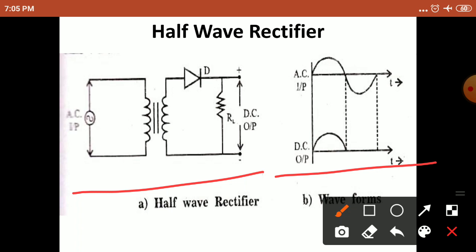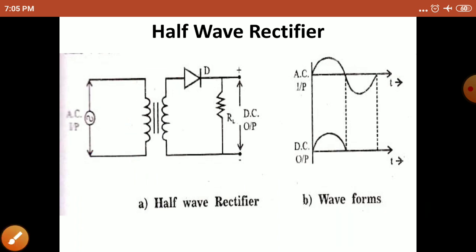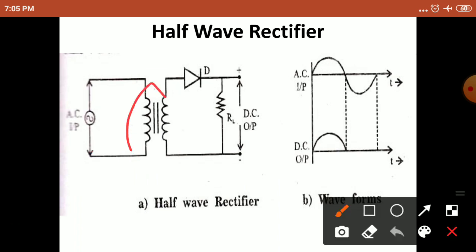Here we have a single phase AC supply, taken from the supply mains, and then we have a transformer, which steps down or steps up the voltage based on the requirements. If higher voltage is required, it steps up; if a lower one is required, it will step down. Based on the requirements your transformer will be operating.